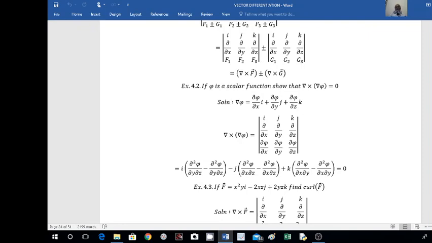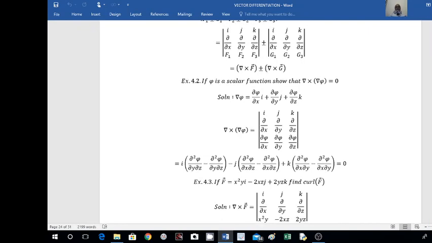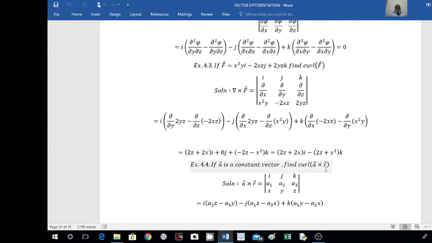Next example. If f equal to x²y i minus 2xz j plus 2yz k, find curl of f. Just go to the definition here. Del cross f equal to determinant, first row i, j, k, second row ∂/∂x, ∂/∂y, ∂/∂z. Third row, that is the components of this f: x²y, minus 2xz, plus 2yz.